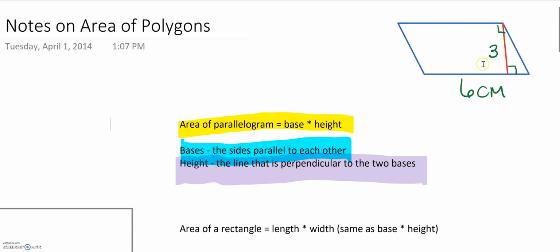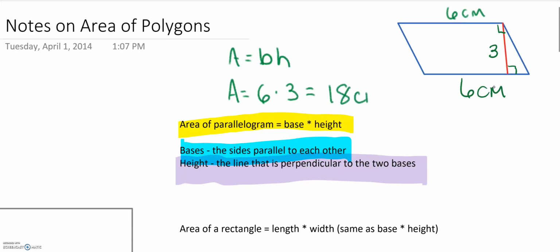So if you look over here, we have an example. In this example, we have a base of 6 centimeters and a height of 3 centimeters. Now, one thing to keep in mind is that opposite sides are congruent in a parallelogram. And we know that the area equals one of the bases times the height. In other words, the two line segments that are perpendicular. So for area, we're going to substitute 6 for our base. We're going to substitute 3 for our height, and we get 18 centimeters squared.